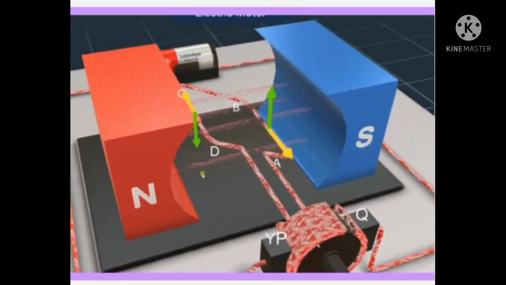After a half rotation, side CD experiences a downward force and side AB experiences an upward force because of the reversing of current. This is caused by the split rings. So the coil is rotating continuously in the anti-clockwise direction. So the direction of rotation depends on the poles of the magnet.